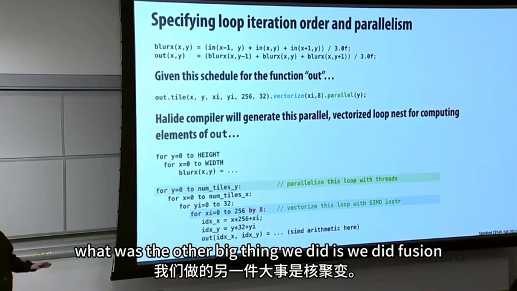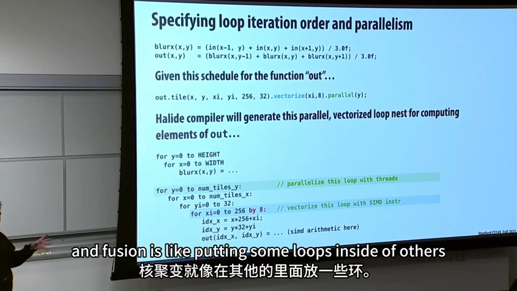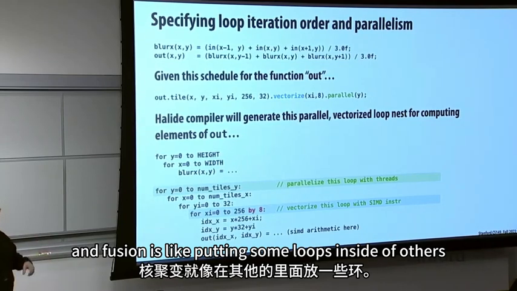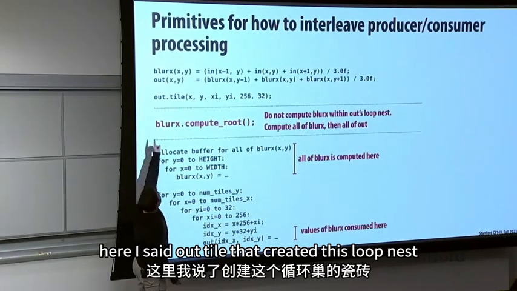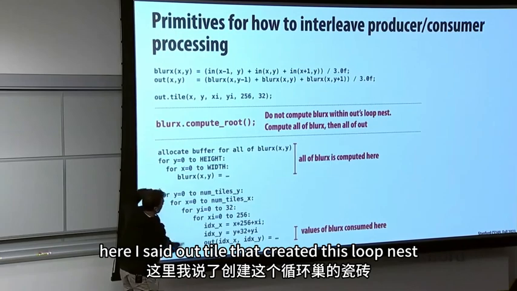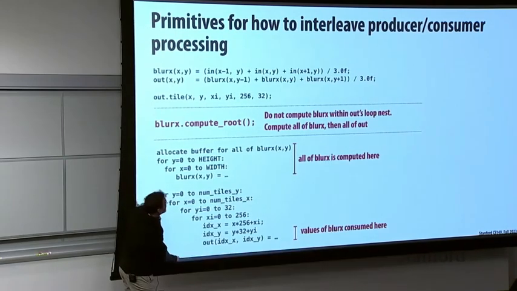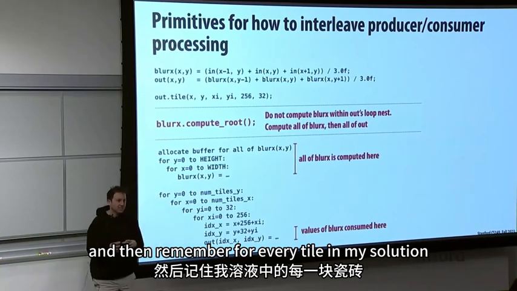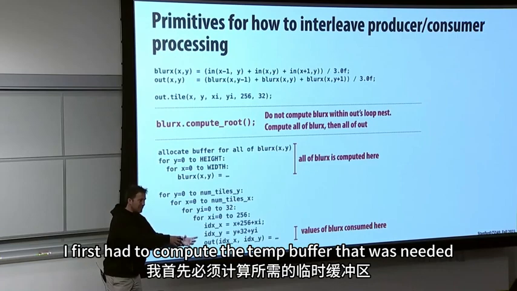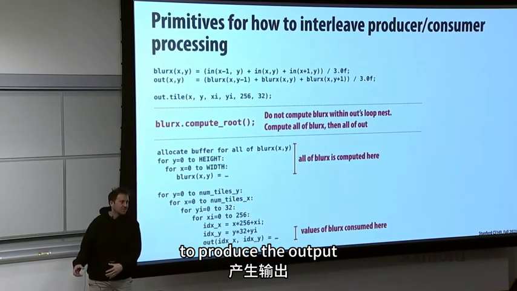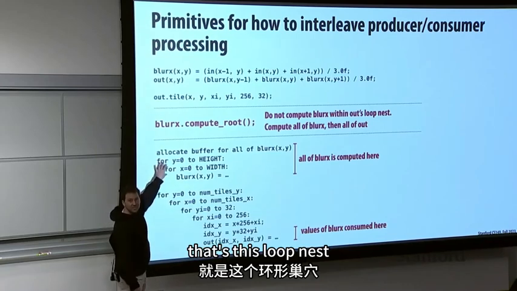And then the other class, what was the other big thing we did, is we did fusion. And fusion is like putting some loops inside of others. So here I said out.tile, that created this output loop nest. And then remember, for every tile in my solution, I first had to compute the temp buffer that was needed to produce the outputs. That's this loop nest.